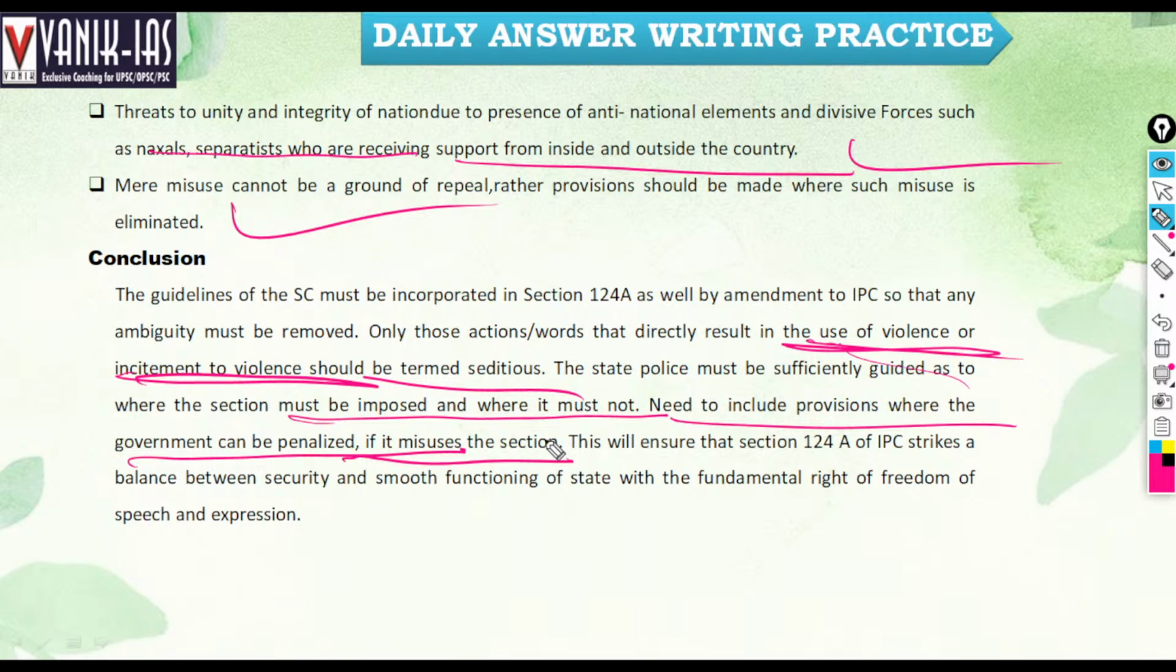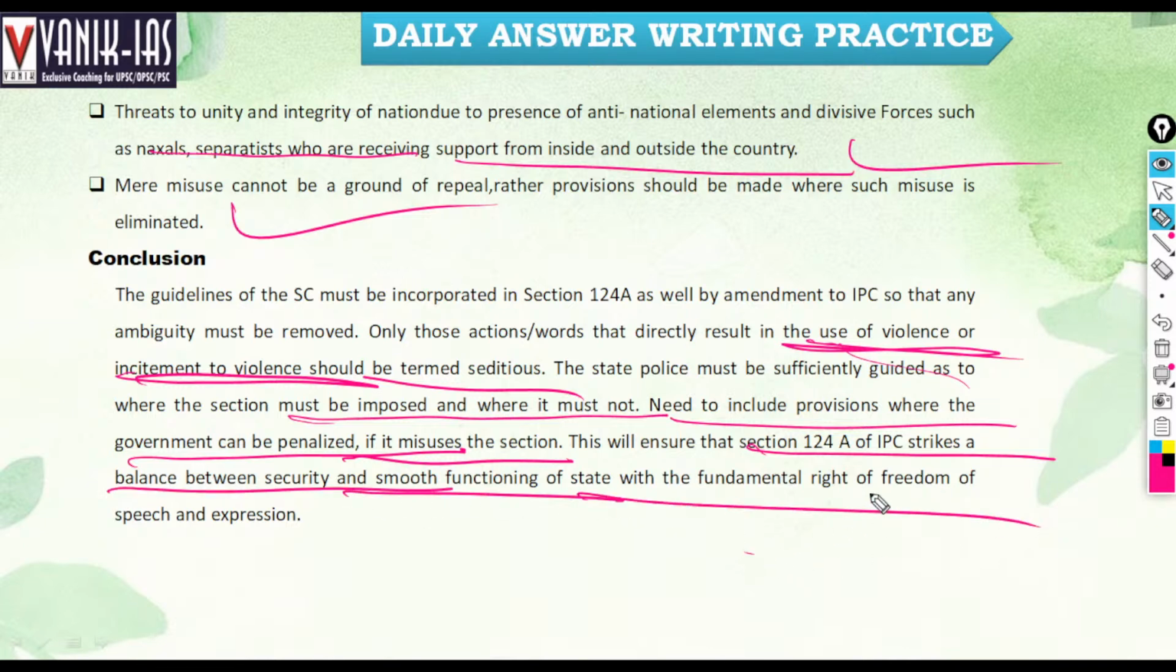This will ensure that Section 124A of the IPC strikes a balance between security and smooth functioning of the state, and the fundamental right to freedom of speech and expression. So create a balance. There should also be certain rights of the state to maintain its law and order, and to deter people from creating incitement and hatred. So that's why it is there.